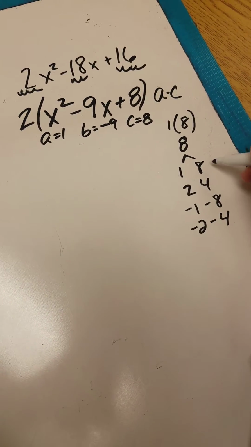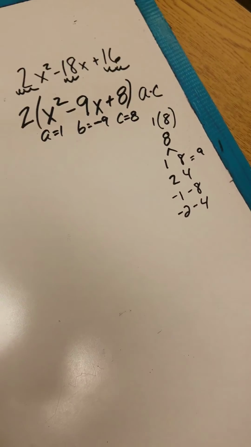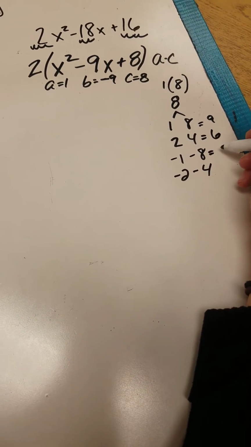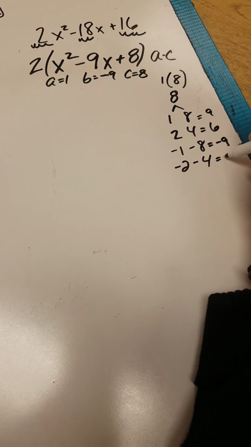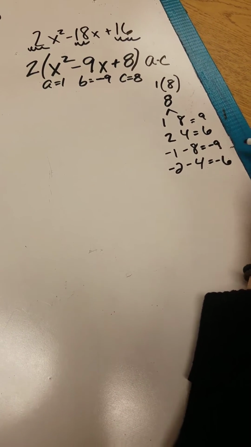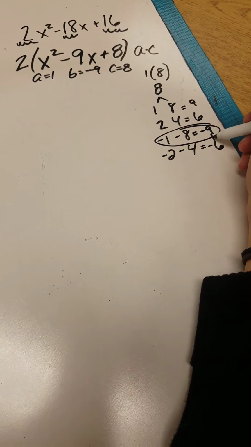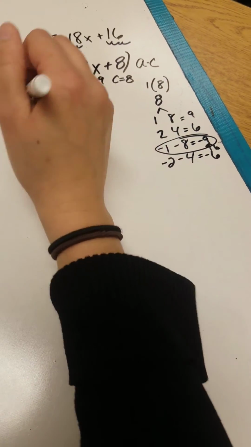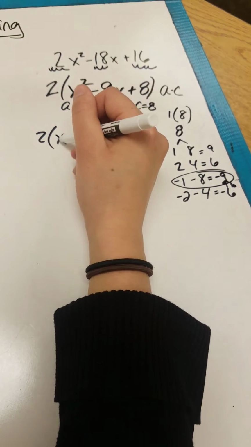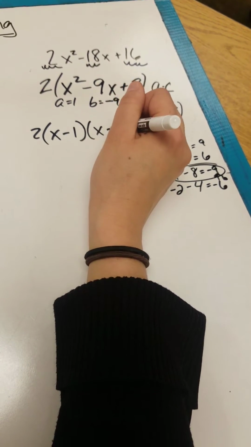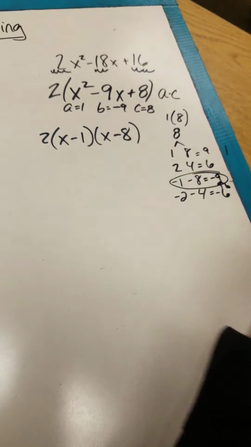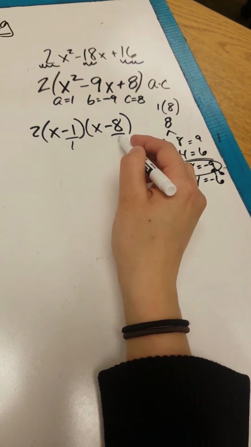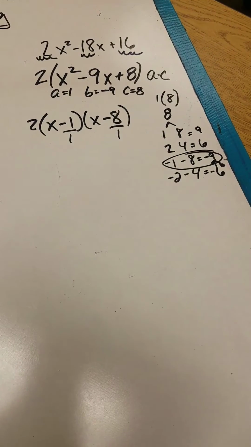So if we look, 1 plus 8 gives us 9, 2 plus 4 gives us 6, negative 1 plus negative 8 is negative 9, negative 2 and negative 4 gives us negative 6. So there's only one that works to our b value. Okay, so we're going to choose negative 1 and negative 8. So we're going to put them in our parentheses. And then we are going to divide by our a value. So very important to remember to divide by our a value. Sometimes it changes our problem, sometimes it doesn't.